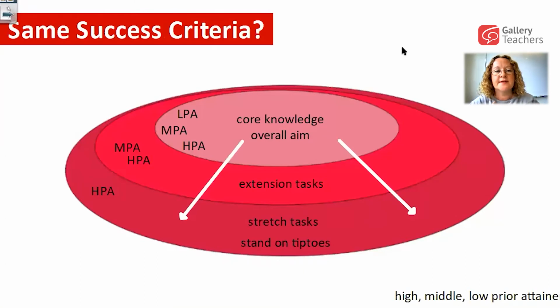Okay, so let's ask ourselves, do we have the same success criteria for all our students? What do we actually want them to learn? If we're going to be teaching in slightly different ways and adapting, surely we have to agree what the foundation, the basic knowledge is. And that is our core knowledge, the overall aim. So for each thing we teach, we need to know what is the most basic amount of knowledge that is acceptable for a student to understand before they can move on to the next step.